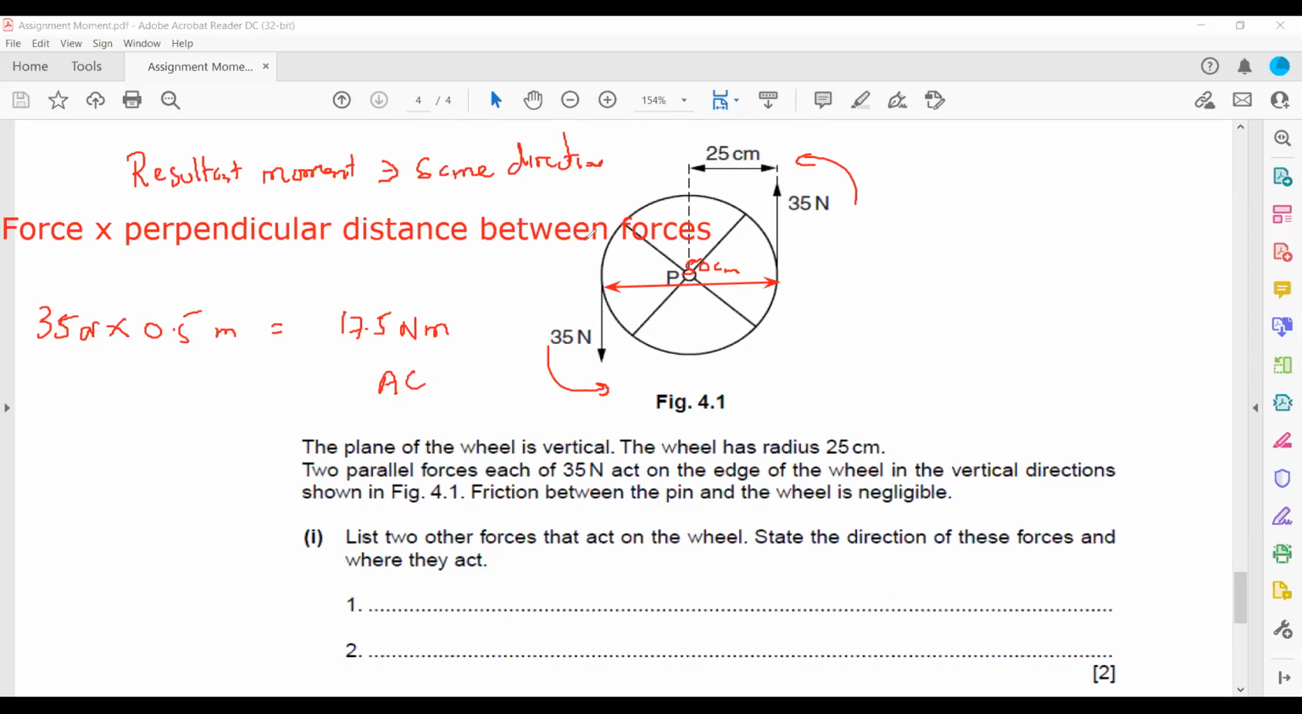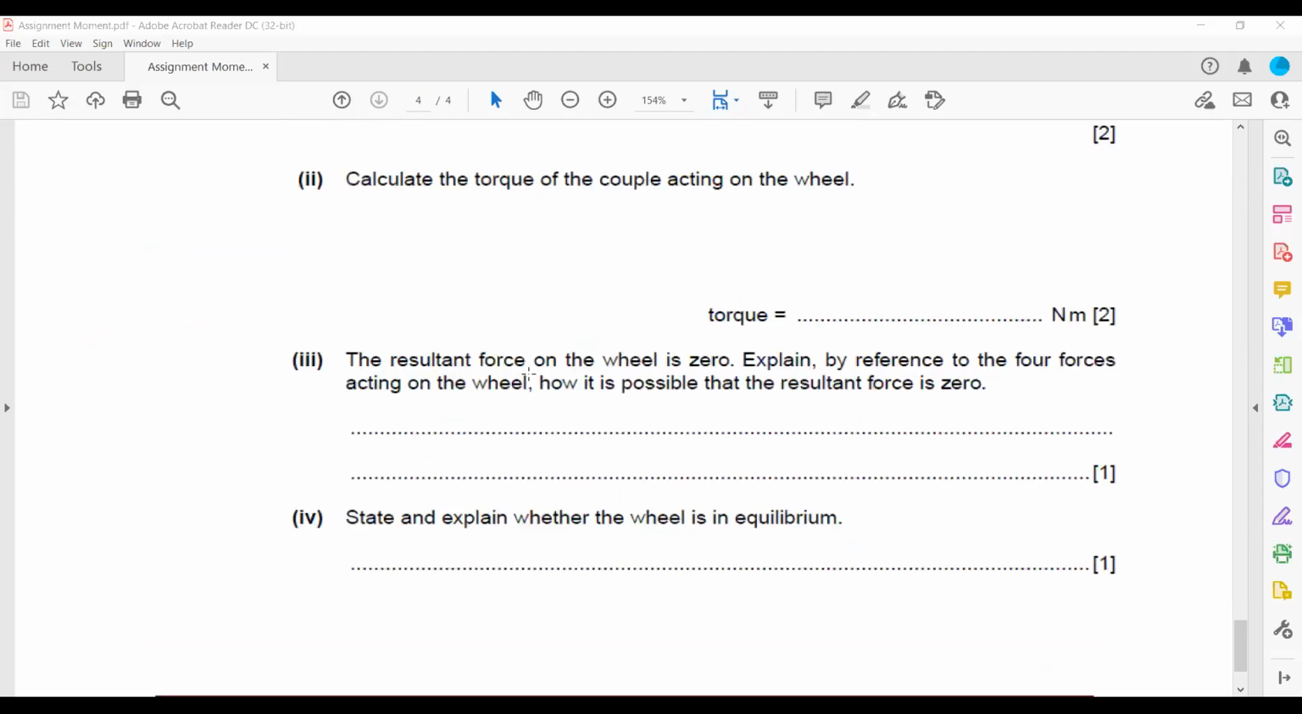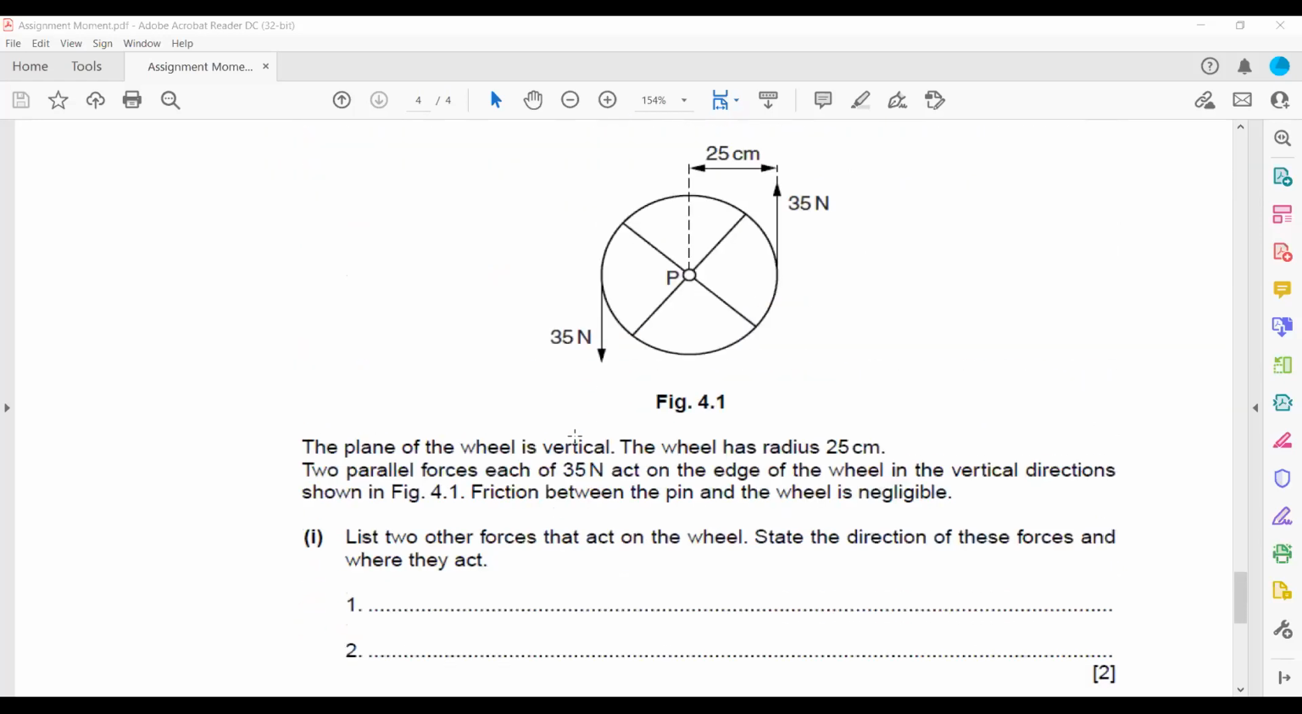The next part: the resultant force on the wheel is zero. Explain by reference to the four forces how it is possible that the resultant force is zero. Why is the resultant force zero? Because 35 Newton is down and 35 Newton is up, that is zero. And the weight, which is acting down, balances with the normal contact force, which is upward. If this was 5 Newton, this is also 5 Newton, so they cancel out and the resultant will be 0.